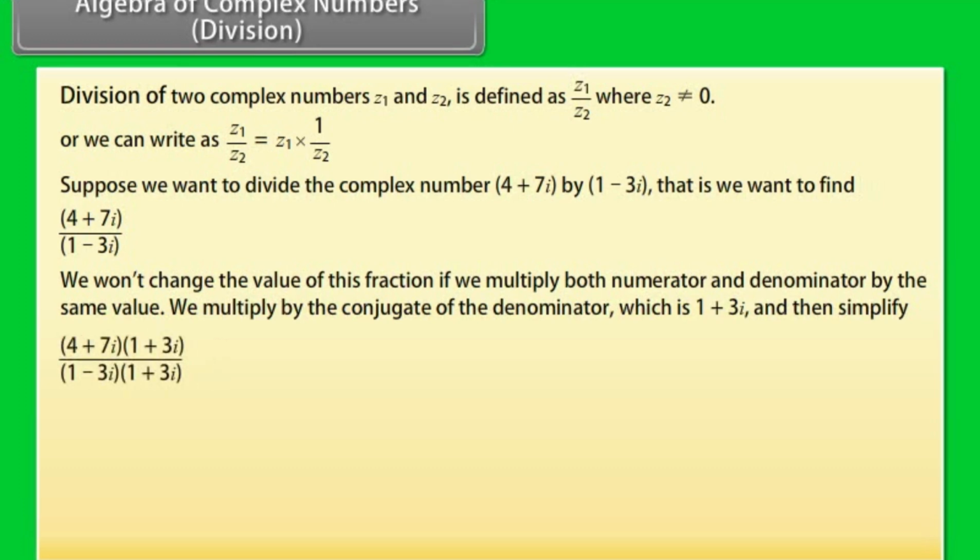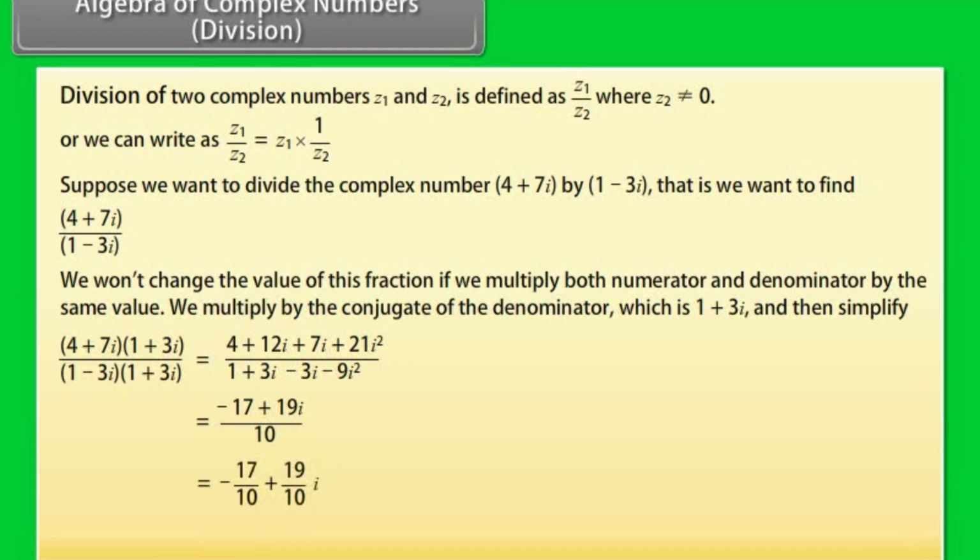4 plus 7 iota into 1 plus 3 iota divided by 1 minus 3 iota into 1 plus 3 iota is equal to 4 plus 12 iota plus 7 iota plus 21 iota square divided by 1 plus 3 iota minus 3 iota minus 9 iota square. On solving, we get minus 1.7 plus 1.9 iota.